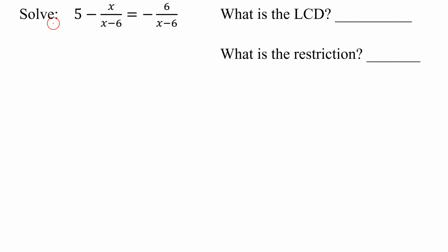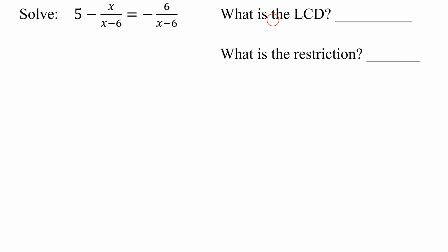In this example, we need to solve this problem here. Well, what type of problem is it? It has an equals in it, so it's an equation. And it has fractions in it with variables in the denominator, so it's a rational equation. And the way we solve rational equations is we have to find the least common denominator, multiply each term by the least common denominator to clear our denominators, and then solve the resulting equation.